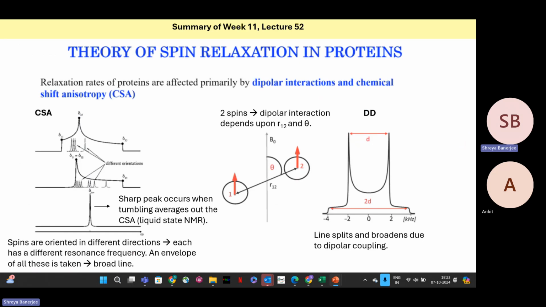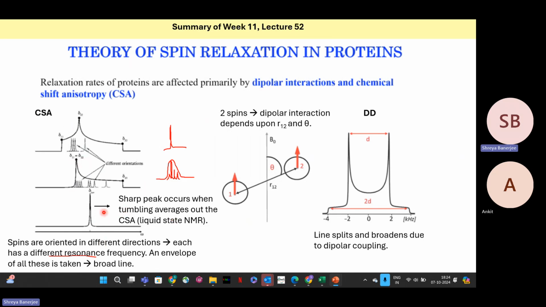And due to this, each orientation will have a different resonance frequency. So you get multiple peaks close together in the chemical shift. What you observe is an envelope of all these fields. So instead of observing a sharp peak, you observe a slightly broad peak, which consists of different chemical shifts due to the different orientations. Now, this is called chemical shift anisotropy.